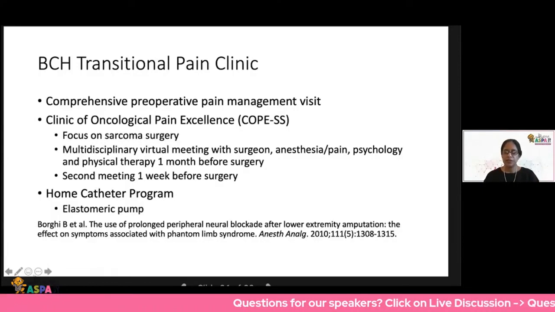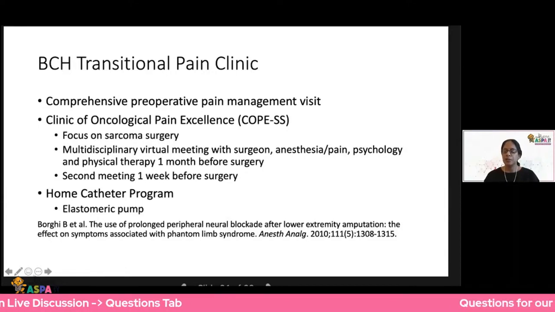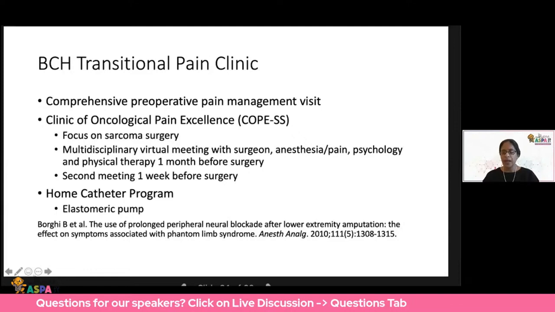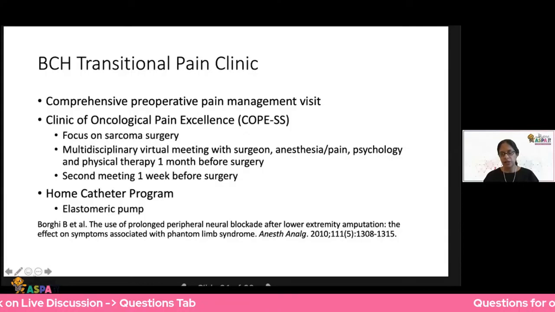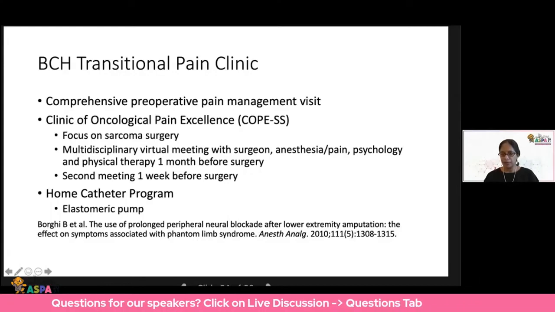Additionally, there's a specific focus on sarcoma surgery, and that program is called COPE, or Clinic of Oncological Pain Excellence, and that allows for a multidisciplinary team with the surgeon, anesthesia and pain, psychology, and physical therapy 1 month before the surgery. And then there's a second meeting 1 week before the surgery to review the imaging and the rescans again and make a final plan for pain management and regional anesthesia in that perioperative period.